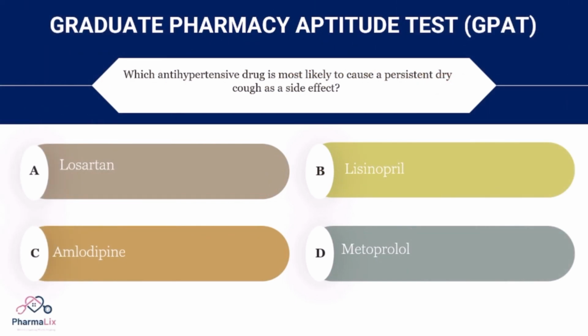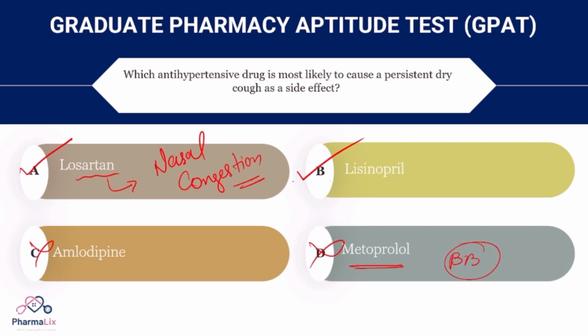And this question says, which of the antihypertensive drugs is most likely to cause a persistent dry cough as a side effect? So this is a drug which causes dry cough. So is it going to be losartan? No, sir. But losartans are avoided in nasal congestion. It is lisinopril, which is our ACE inhibitor.